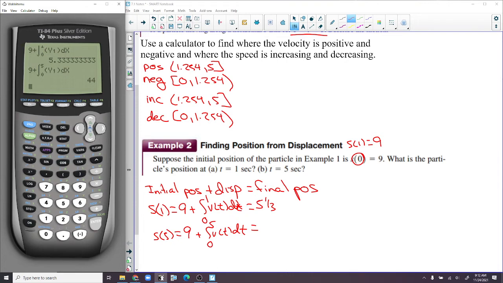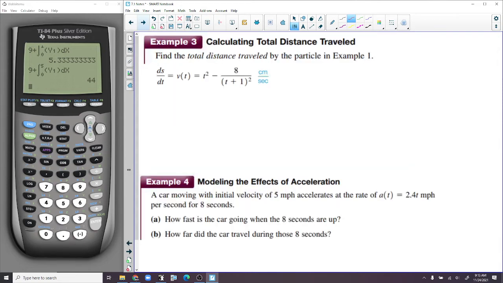44. That ends up being a nice number. So initial position plus displacement gives you the final position. Any questions on this? All right. Calculating total distance. Find the total distance traveled by the particle in example 1.